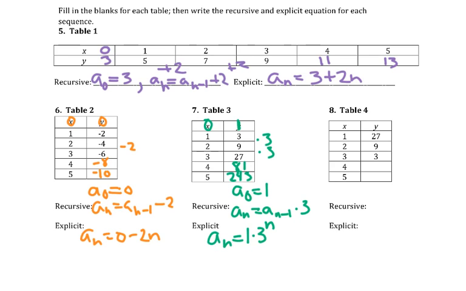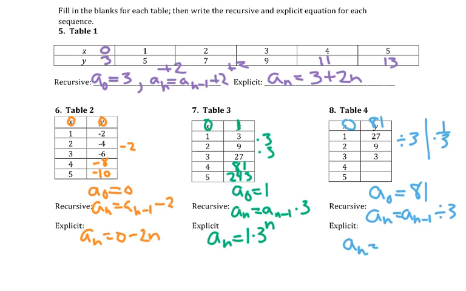Number 8, 27, 9, 3. The opposite, so we're dividing by 3. But we don't like to use divide. I mean, we can on recursive. So going backwards would be 81. So a sub 0 equals 81. A sub n equals a sub n minus 1, we could put divide by 3. But for the explicit, we like its multiplying version, which is basically the fractional version. So a sub n equals 81 times 1/3 to the n.